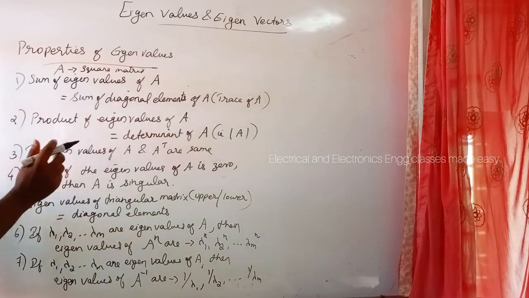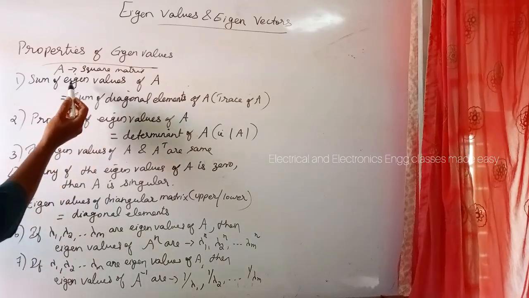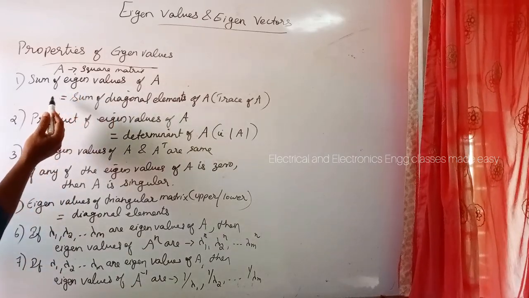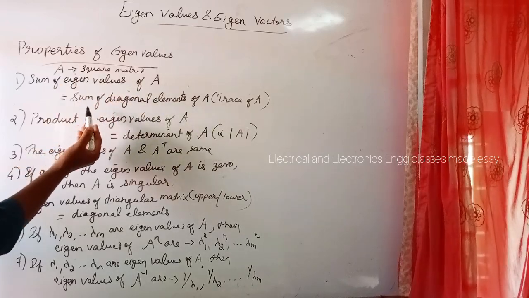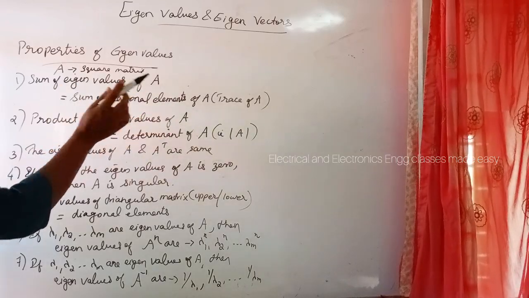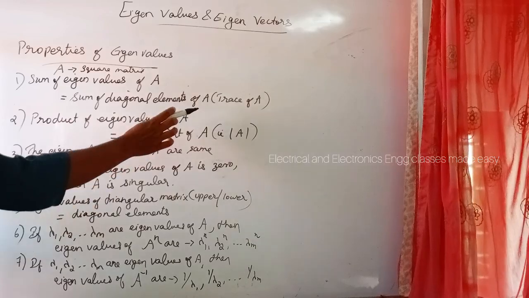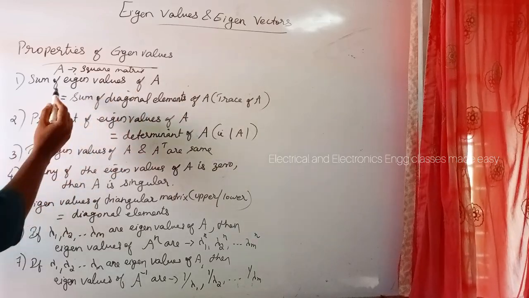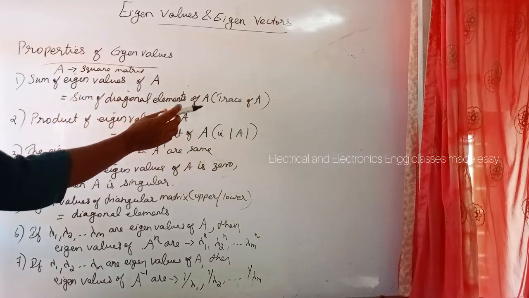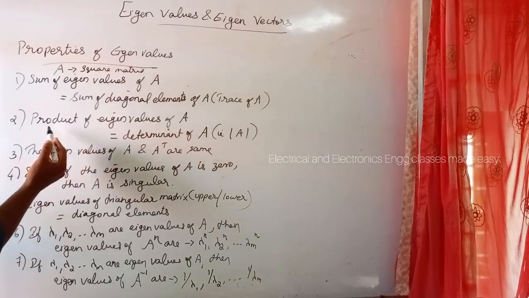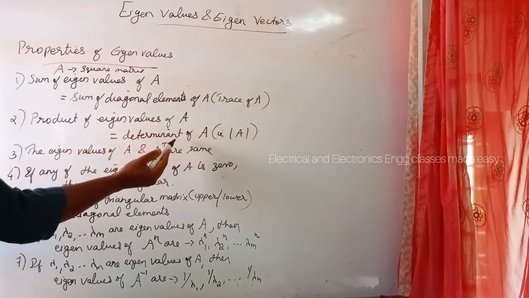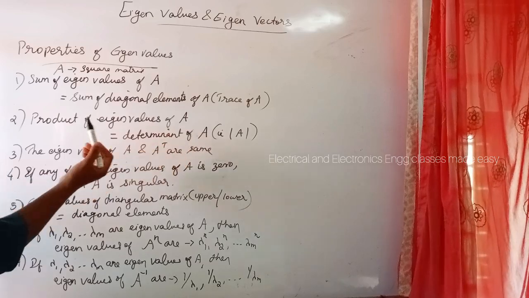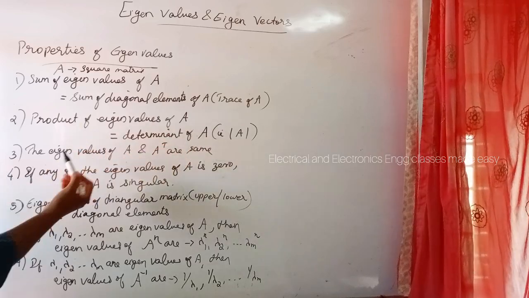Next is properties of eigenvalues. Let A be a square matrix. Then the sum of eigenvalues of A is equal to the sum of diagonal elements of A, that is, the trace of A. Then the product of eigenvalues of A is equal to the determinant of A. So the product is equal to the determinant of A.